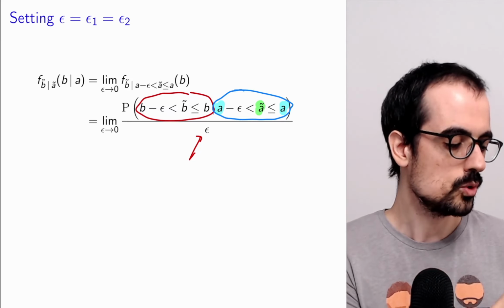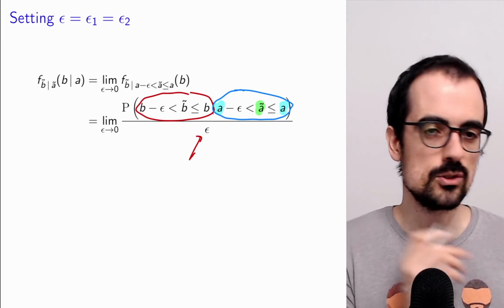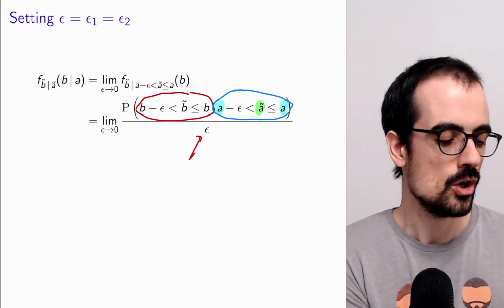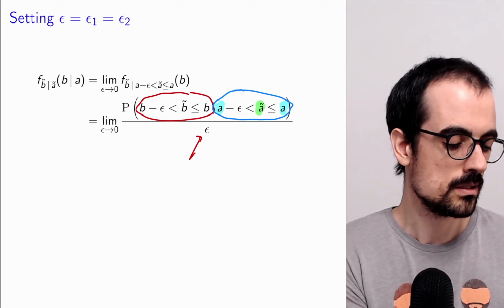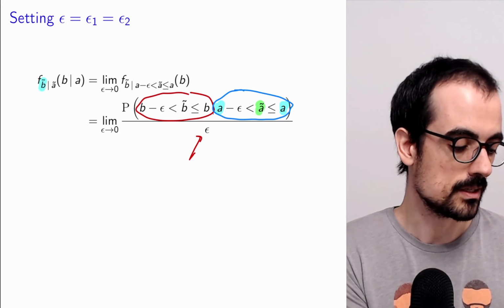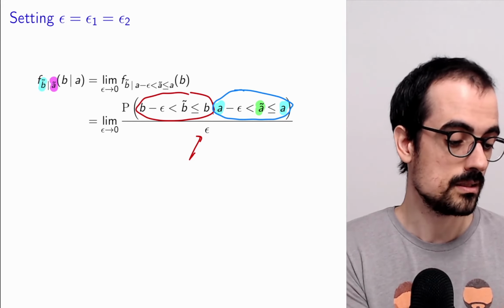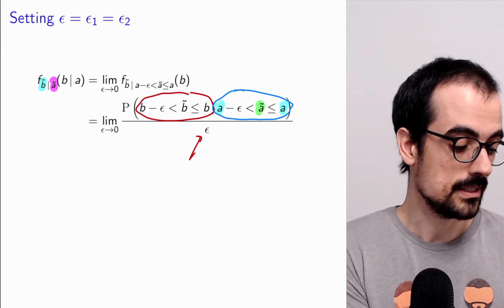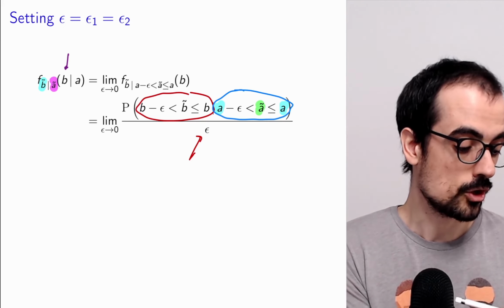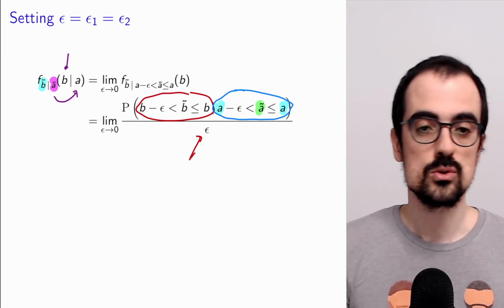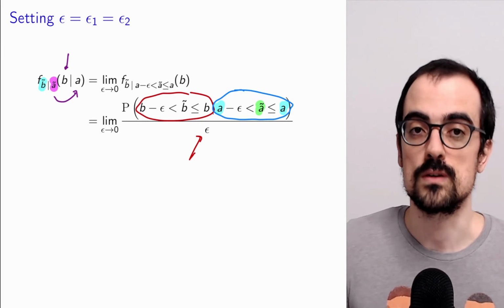And here what we're trying to do, just to remind ourselves, is to derive the conditional density of a random variable B given another random variable A. We want that conditional density at a point B, and we're conditioning on A being equal to that constant. All right, so hopefully that's clear.